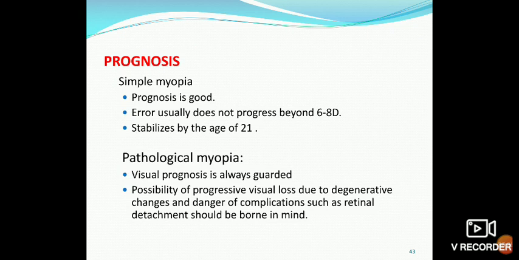Prognosis of myopia. Simple myopia prognosis is always good. It is usually less than -6 diopter, and it usually stabilizes at around 21 years of age. In pathological myopia, prognosis is always guarded, and there is always a possibility of progression leading to severe chorioretinal degeneration and blindness. And also there are chances of retinal detachment and vitreous hemorrhage. So in pathological myopia, visual prognosis is always guarded. Remember.